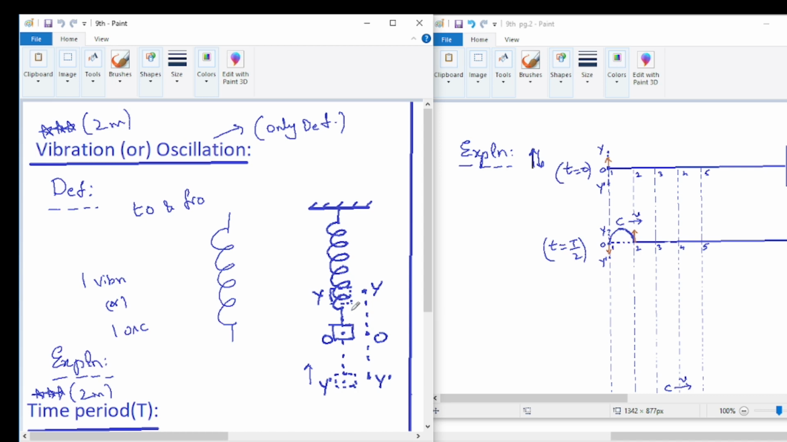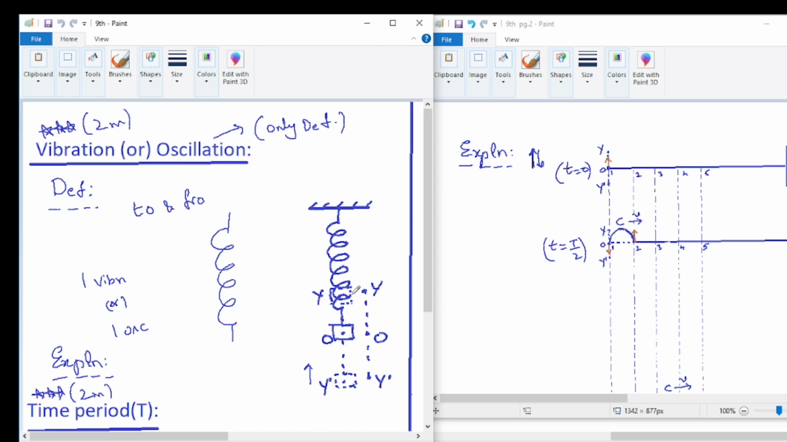Now one small thing: the total time taken for one vibration, that means the complete upward motion from Y dash to Y, and then the complete downward motion from Y to Y dash. This one complete to and fro motion is called a vibration, and the time taken for this is called the time period. Its symbol is denoted as T. This is a very important symbol. Capital T denotes the time period.